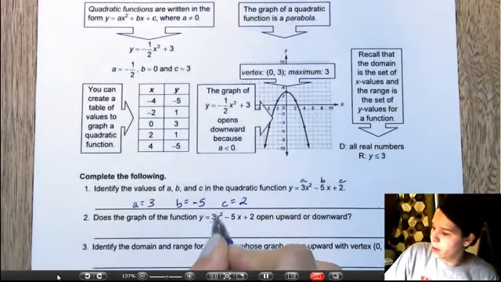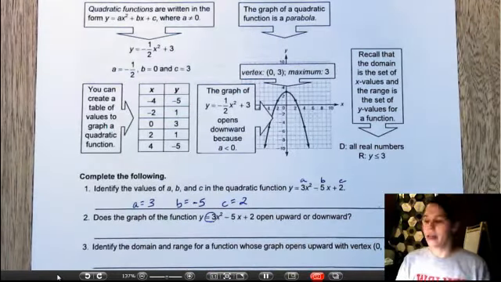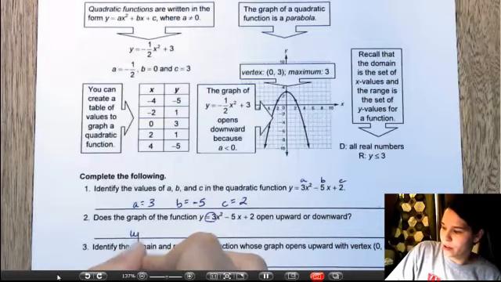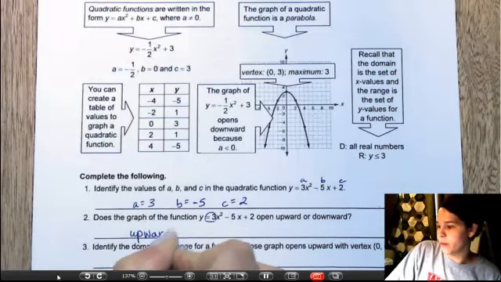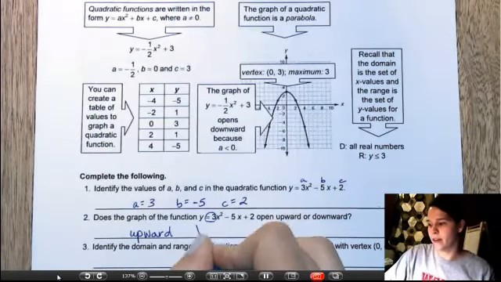Easy as that. Number 2, does the graph of 3x squared minus 5x plus 2 open upward or downward? And all we care about here is that a value. Since a is greater than 0, it opens upward. Okay, that means it has the basic shape like this.